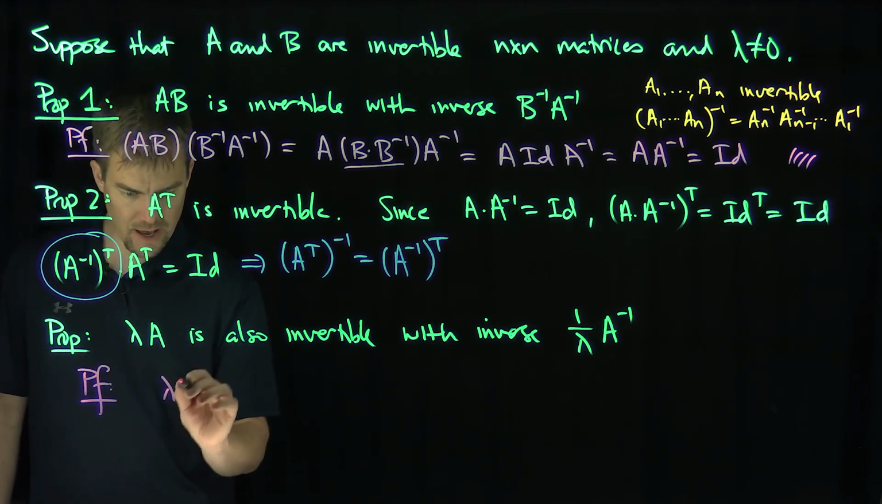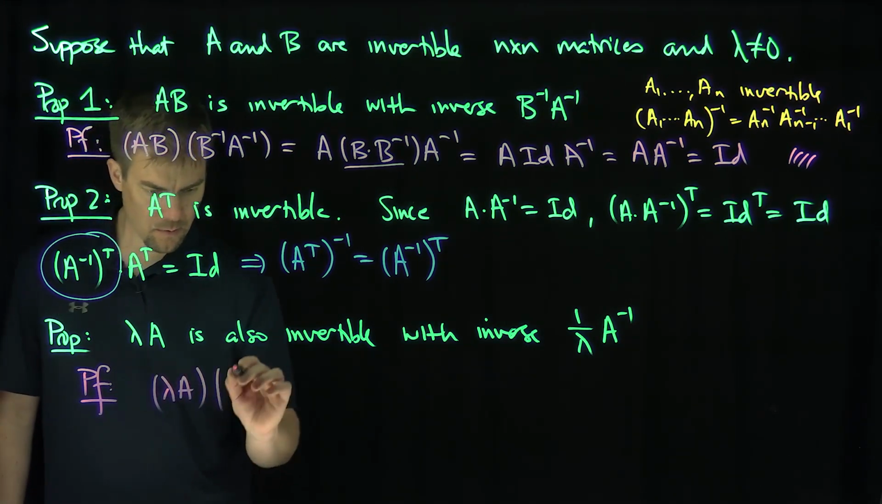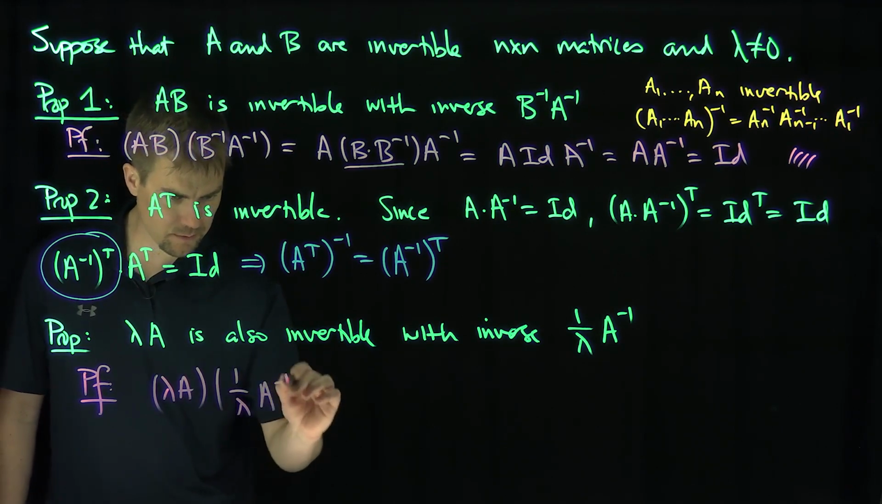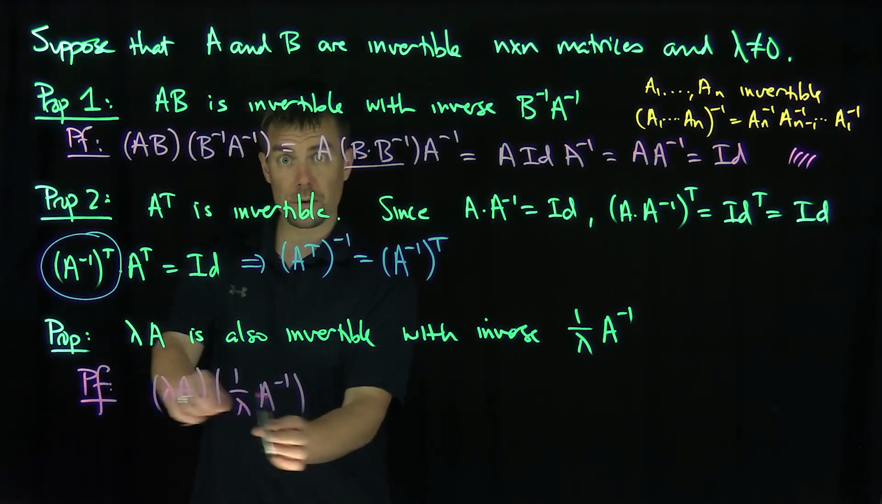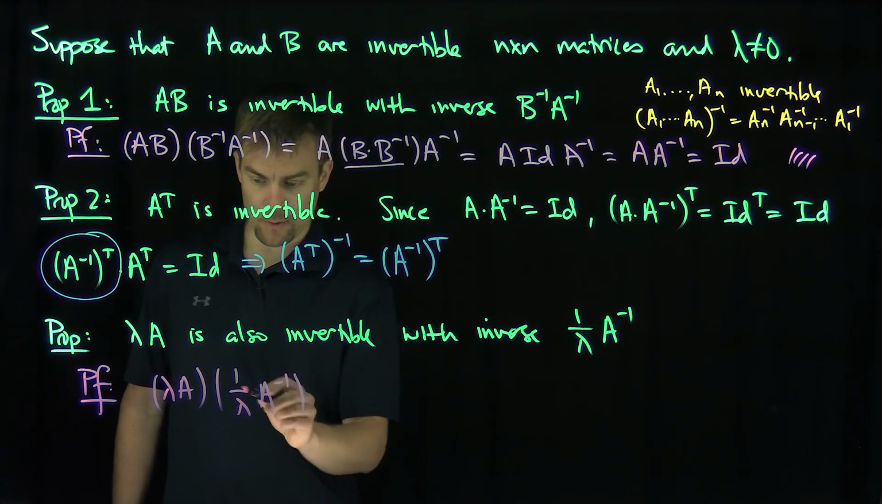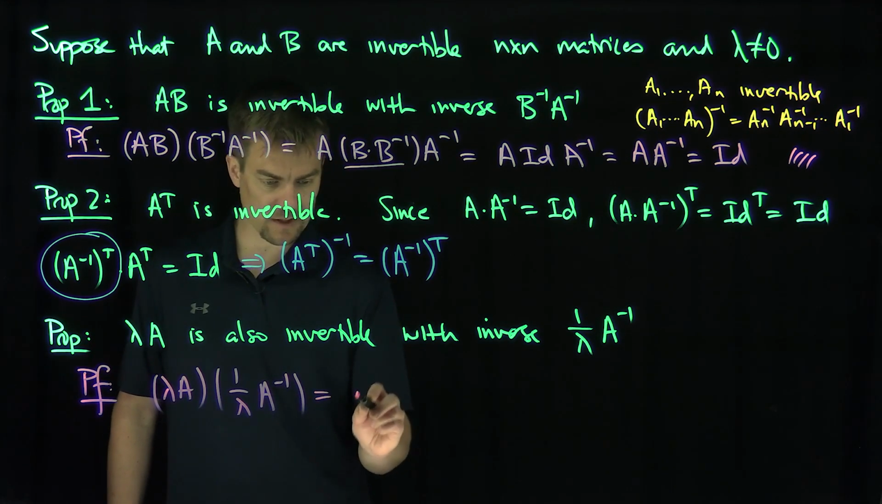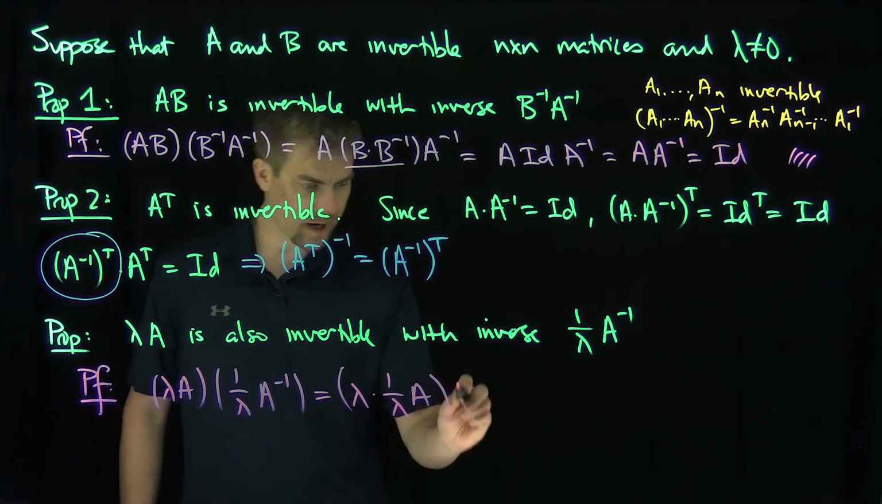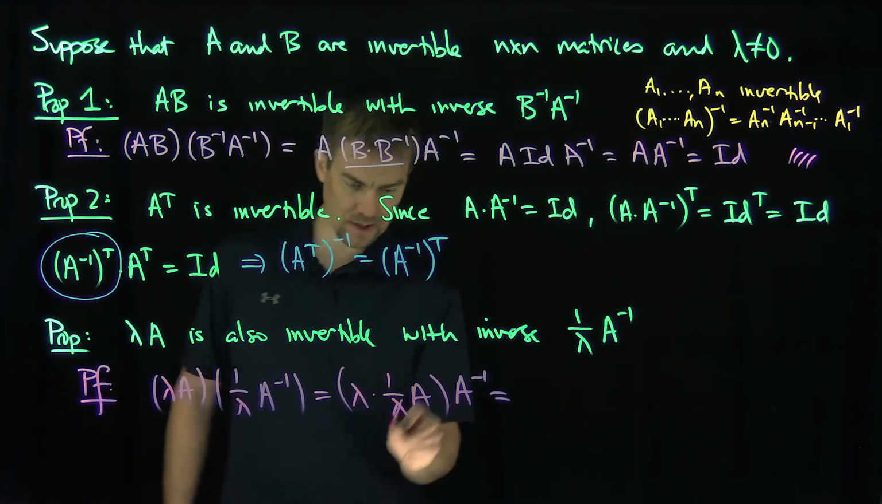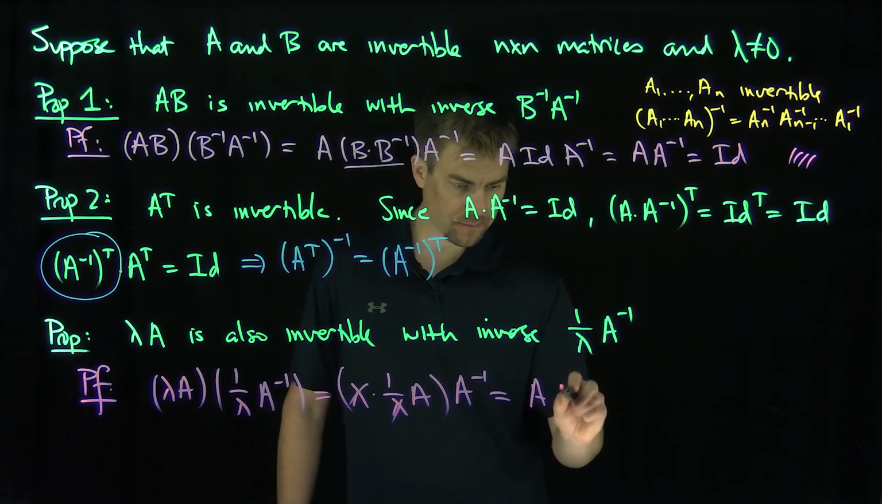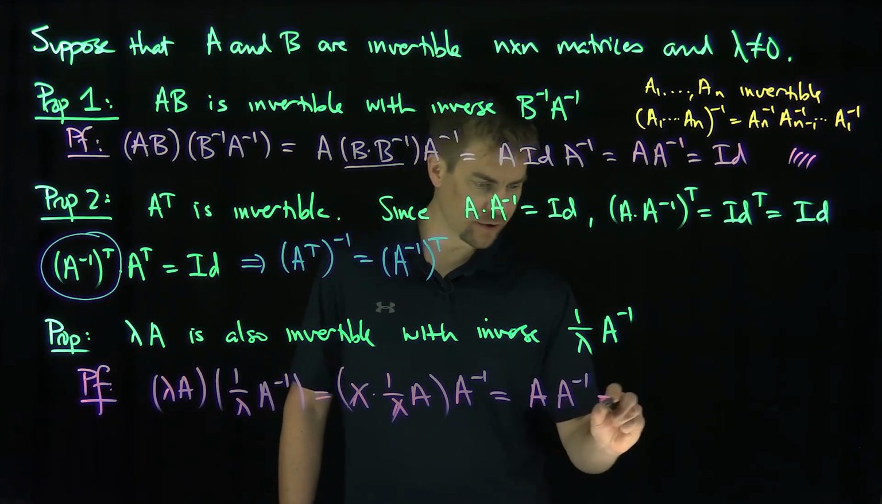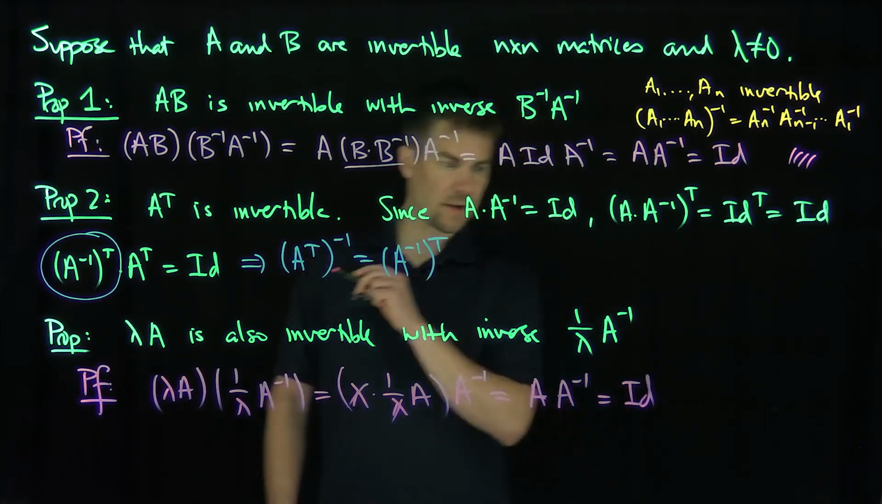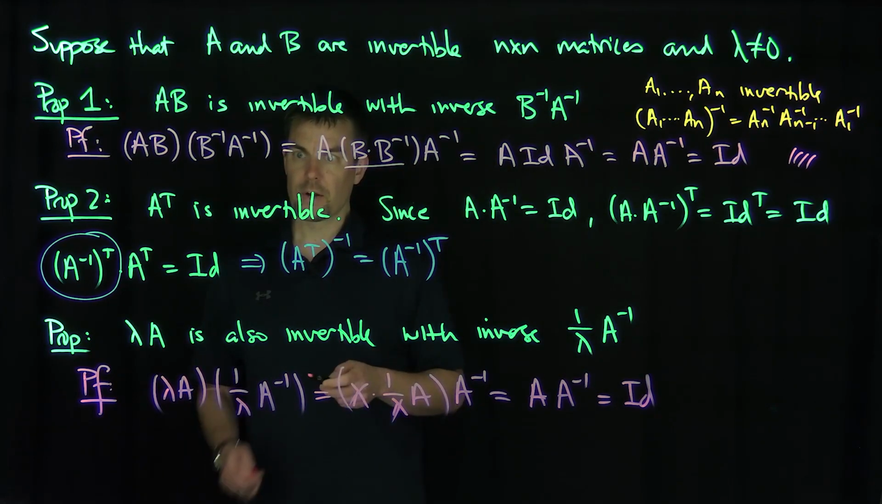If I look at lambda A times 1 over lambda A inverse, what can we do? I know by properties of matrices, I can take that 1 over lambda and put it over here, so I can pull that out of everything. It's going to be lambda times 1 over lambda times A times A inverse. And now those lambdas are going to cancel out, and we just have A A inverse, and that just gives you the identity. So that's the structure of inverses for that.